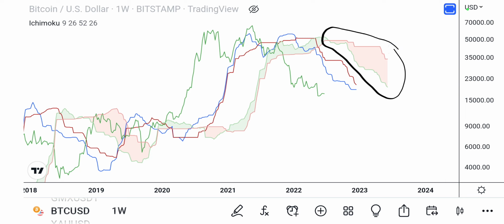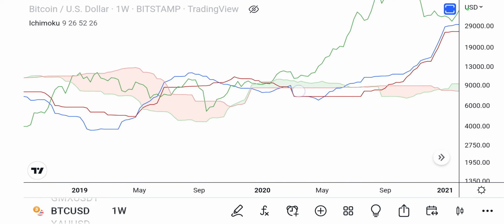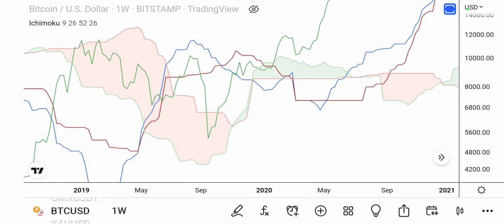If the future cloud is red, it's telling you that the market is bearish until we get the Kumo twist, just like what we had here. Kumo twist is when this cloud turns and twists, which is this line will come up while this will come down. That twist is what we call the Kumo twist.